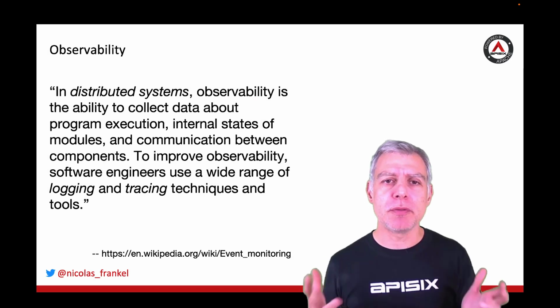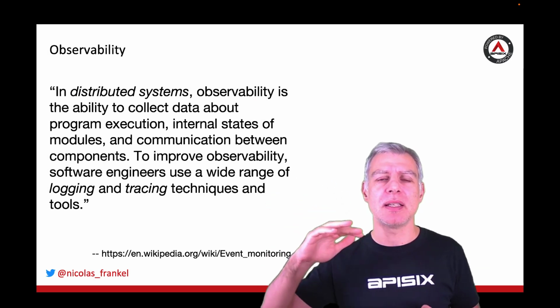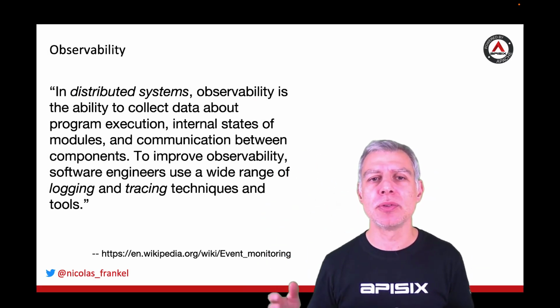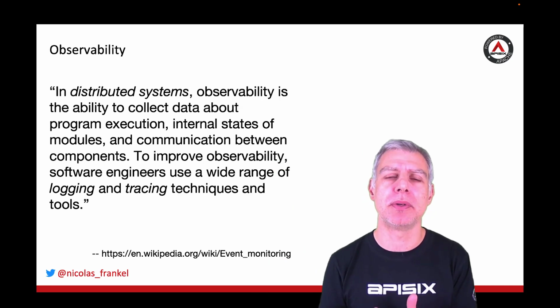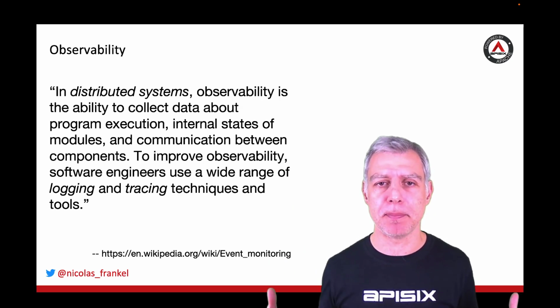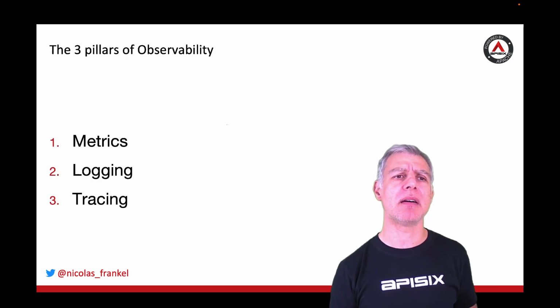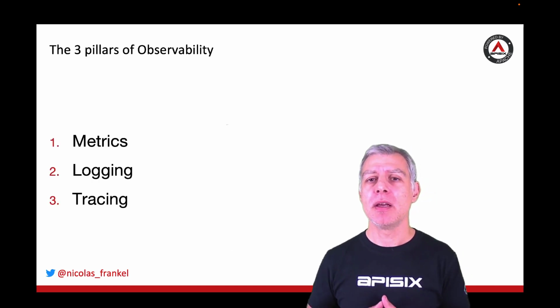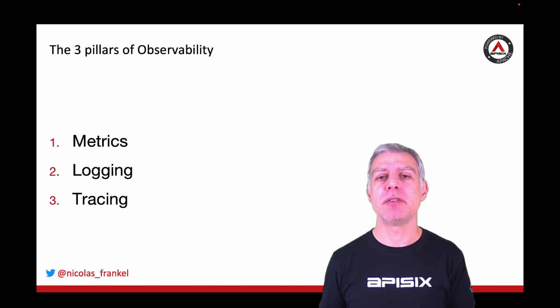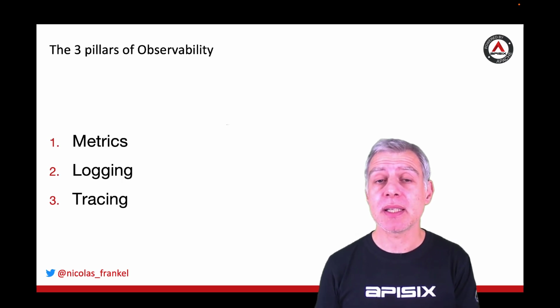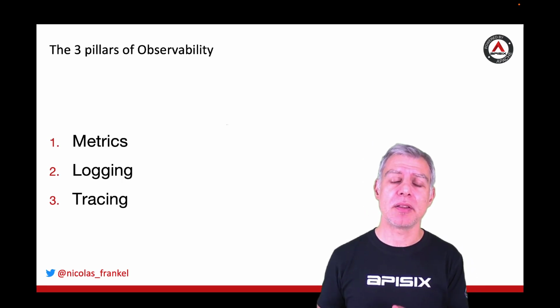You can think about observability at the next level as providing insight into not only one single component but about distributed systems. And there actually are three main pillars of observability. The first is metrics, the second is logging, and the third is tracing.